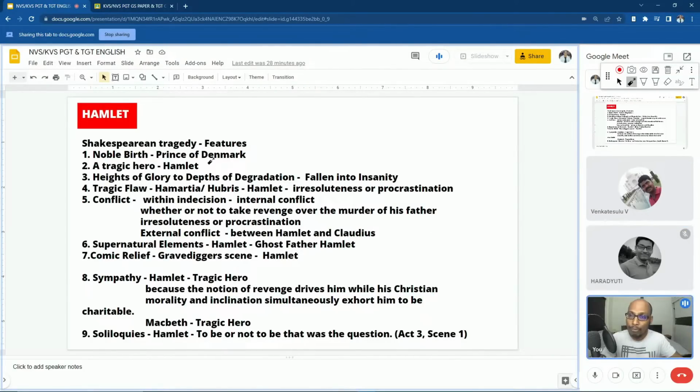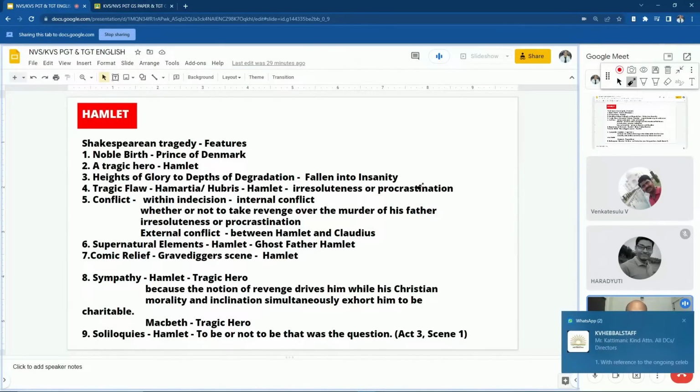Then he had fallen from the heights of glory to the depths of degradation. What is that fall? He had fallen into insanity. Though he acted, he has lost his emotions, he has lost his motive, he has lost his purpose, and now he is fully confused whether to take revenge or avenge his father's death. In Christian morality or in the Christian belief system, revenge is wrong and forgiveness is the best.